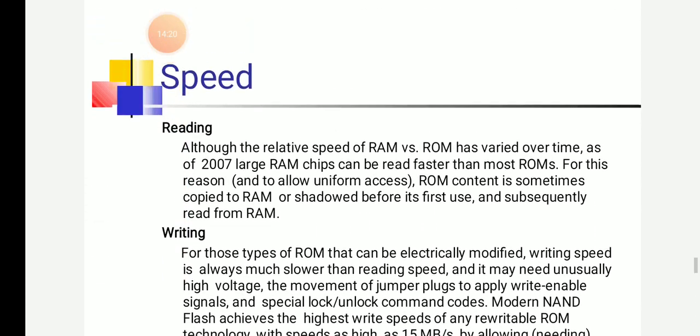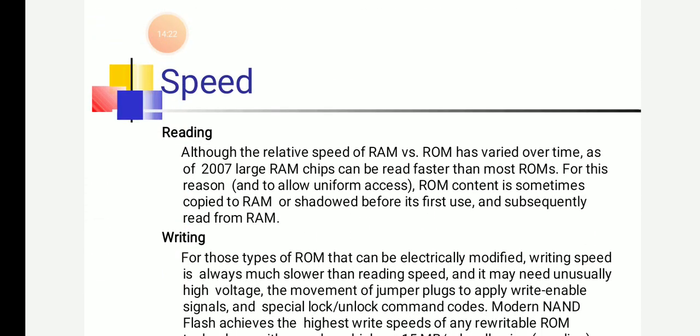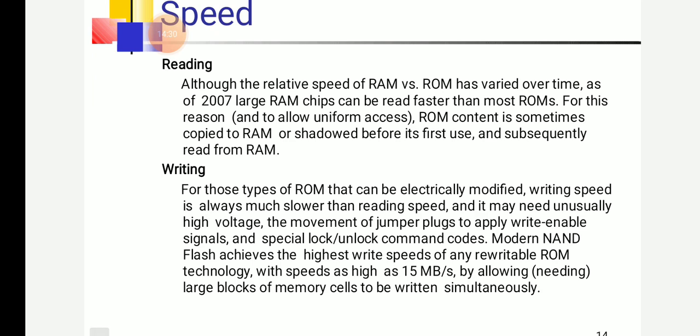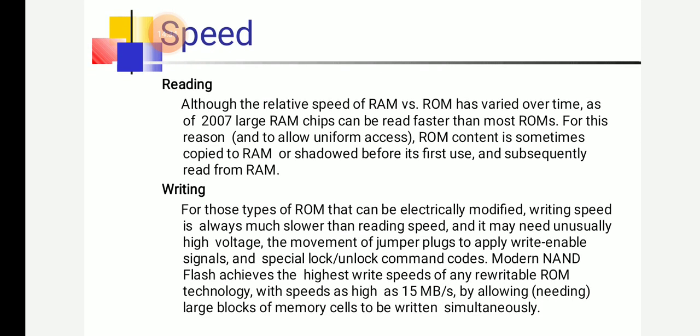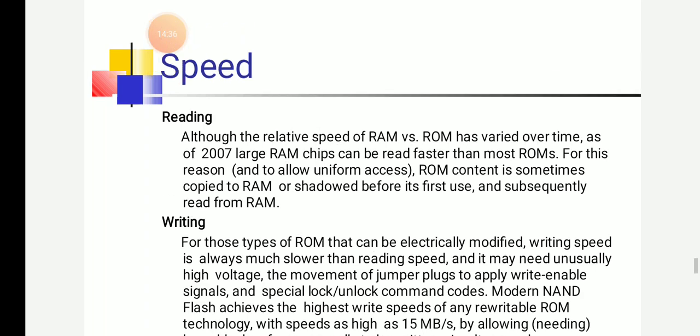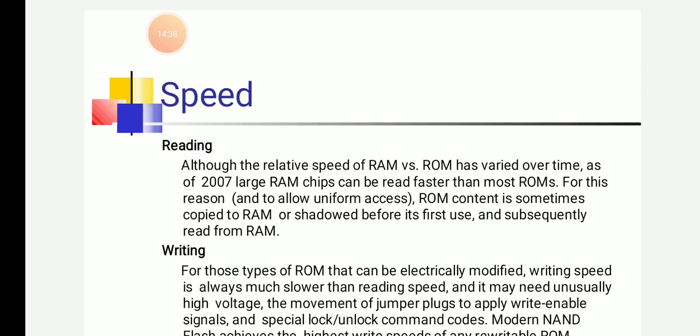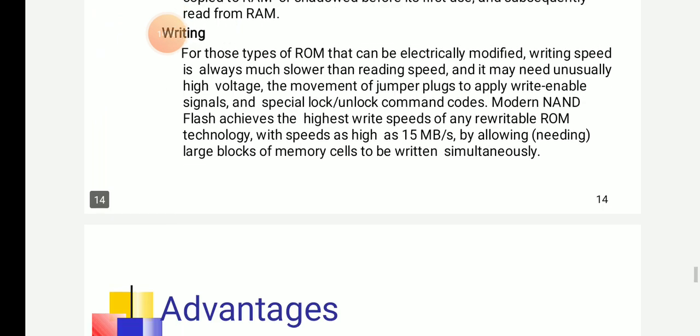In this ROM types topic, read-only memory is totally theory content. Once you read it, you can understand very easily. There are no diagrams for these types of ROMs; you can only observe them by using the chips or ICs you are going to use. So go through that one, and you will understand very easily.